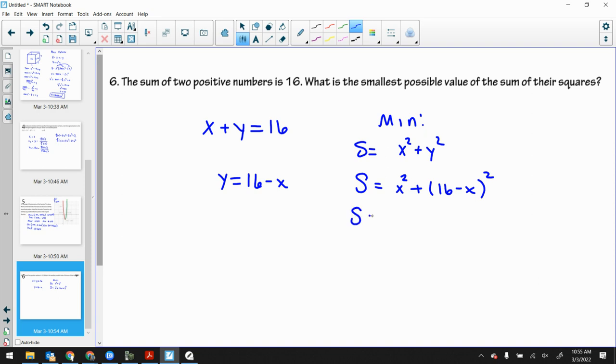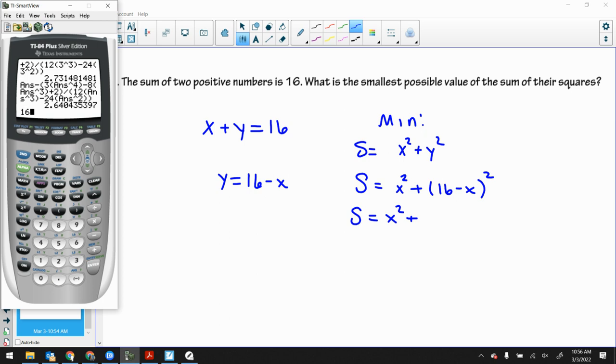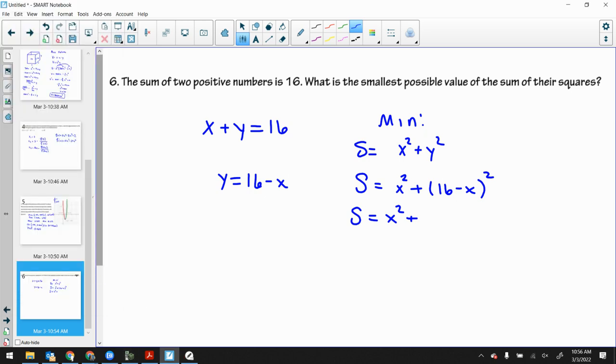So S is now going to be equal to x squared plus, and let's FOIL this out. 16 squared is 256? I shouldn't just trust myself. Is that right? Yeah. Okay. 256 minus 32x plus x squared, because we have 16 and negative 16 as our inners and outers. All right, so that means S is equal to 2x squared minus 32x plus 256.